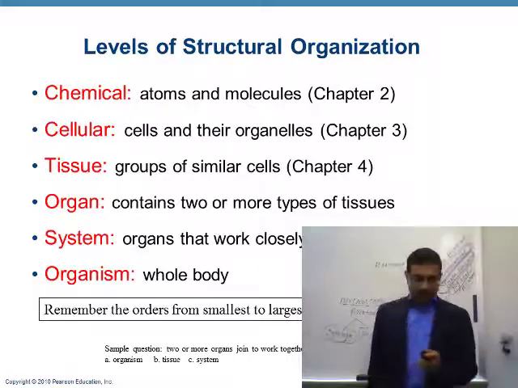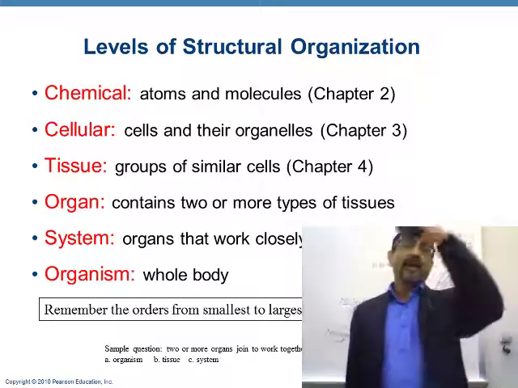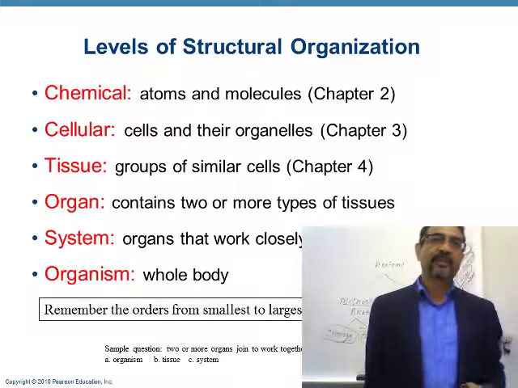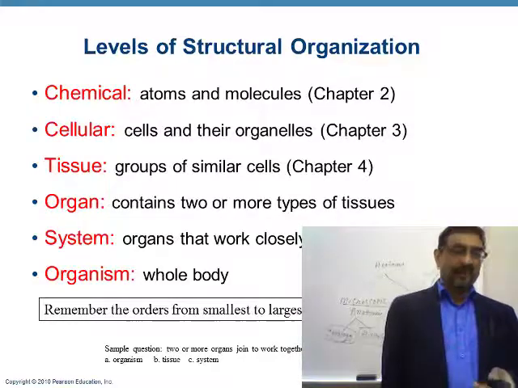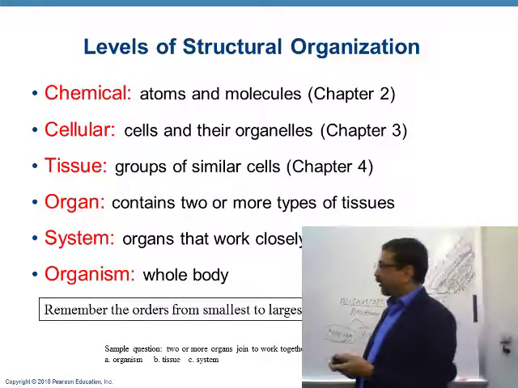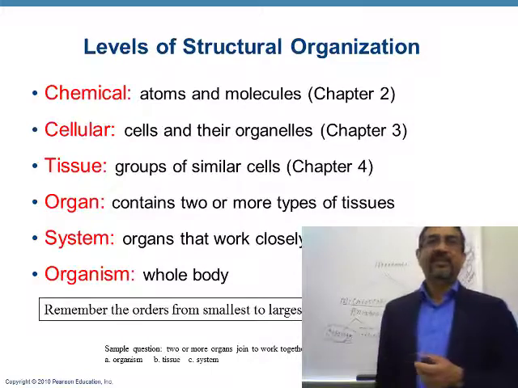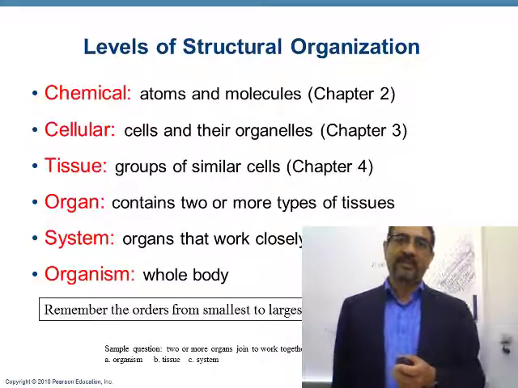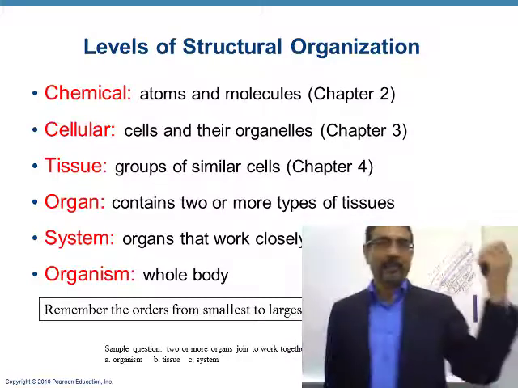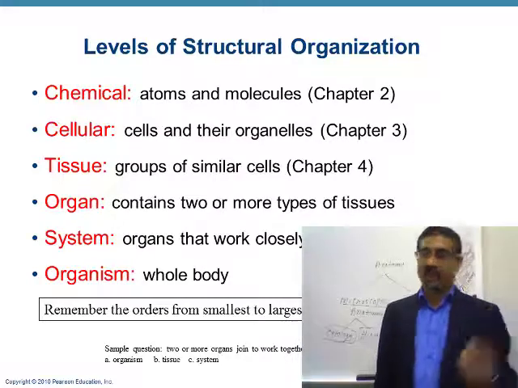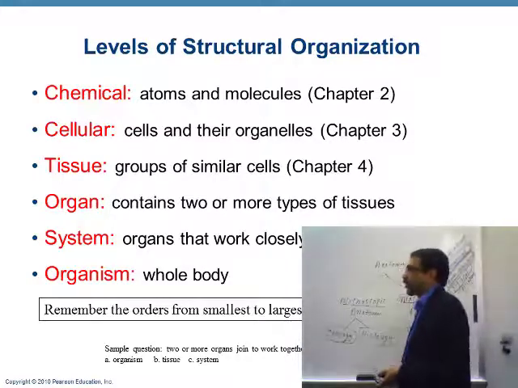Then one step higher or larger is the cellular level, and cellular level indicates cells and the organelles. You know, organelles are mitochondria, I mentioned, right? Endoplasmic reticulum, Golgi apparatus, lysosomes, those are the organelles.